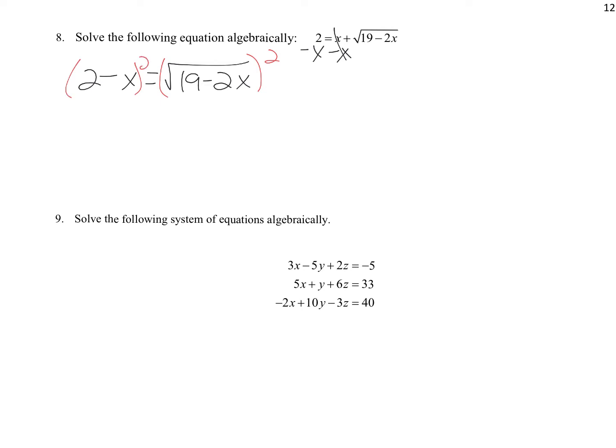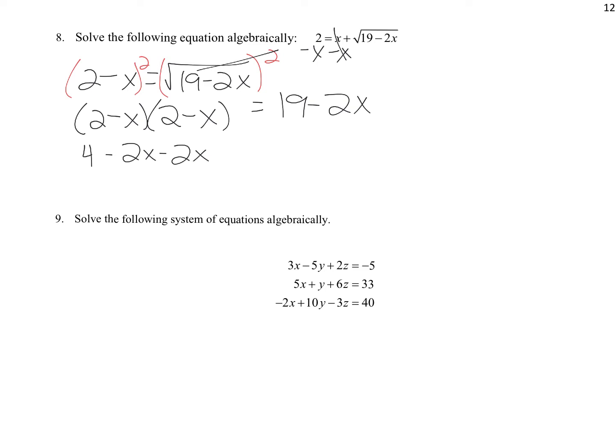And if you think about all the times throughout this packet that we have to square a binomial, hopefully it's second nature that you need to write it twice by now. This cancels and we have 19 minus 2x. So distributing over here, I have 4 minus 2x plus x squared, and over here I have 19 minus 2x.